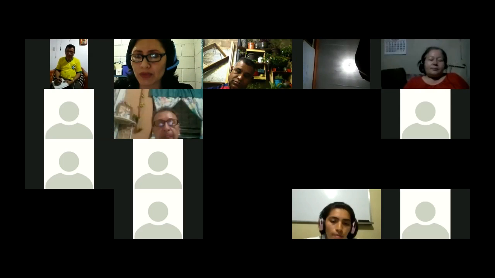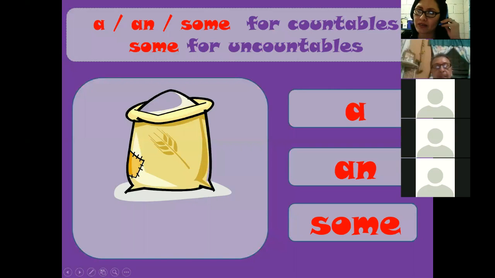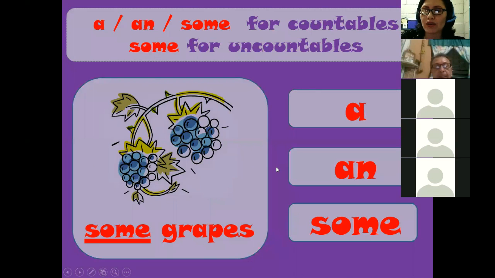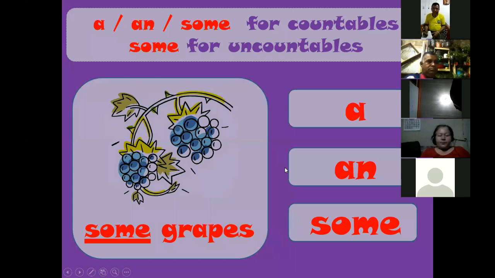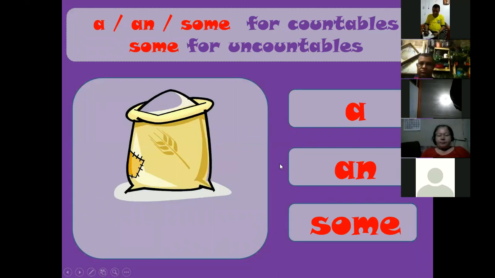Bueno, nos quedamos acá. Aquí fue donde me quedé, ¿ok? Entonces, en la parte anterior, aquí nos habíamos quedado con grapes, ¿verdad? Y ahí fue donde de repente ya no los vi, ¿ok? Así que vamos a continuar. Tenemos acá flour, ¿verdad? O harina, flour, ¿ok?